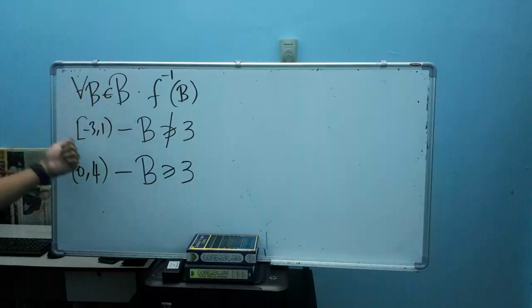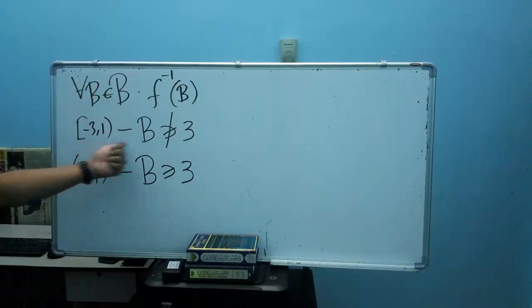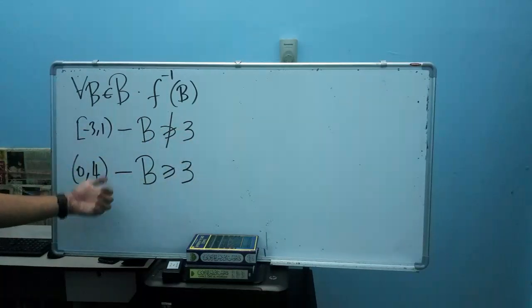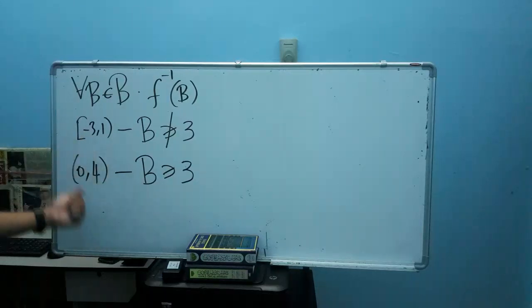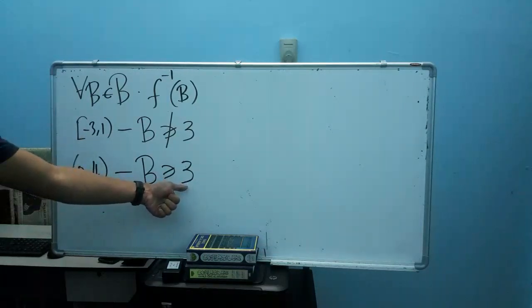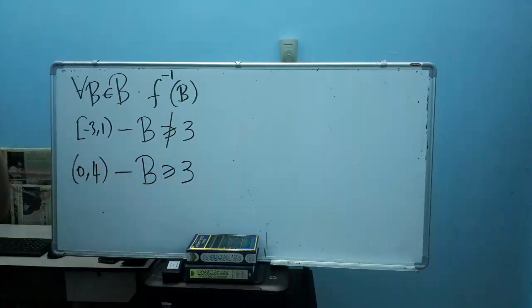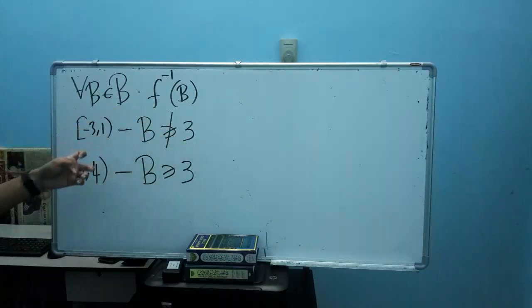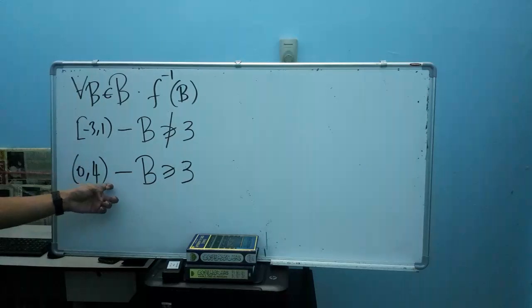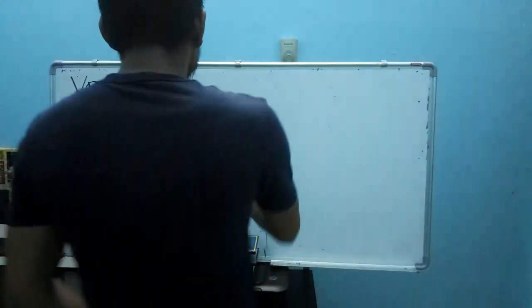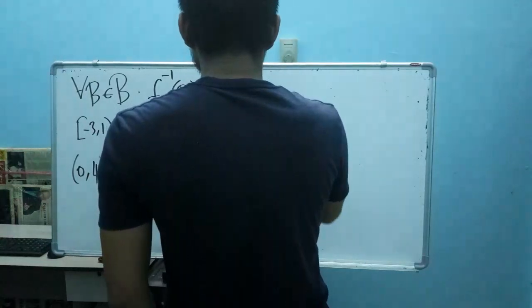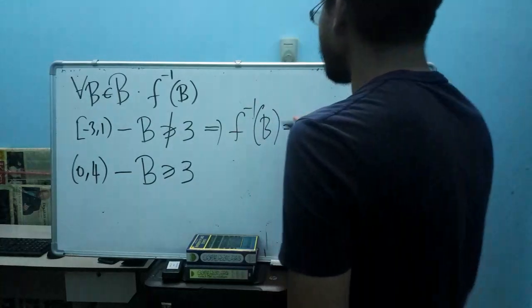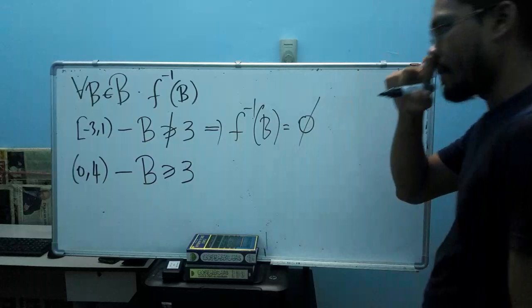For example, you can consider two or three examples, constructing such an interval that doesn't contain 3, and also you can consider another example, such an interval that contains 3. You can consider a lot of examples of intervals that don't contain 3 and intervals that contain 3. And then if you find the pre-image of all these examples, it will give you the same pre-image, which is the empty set.